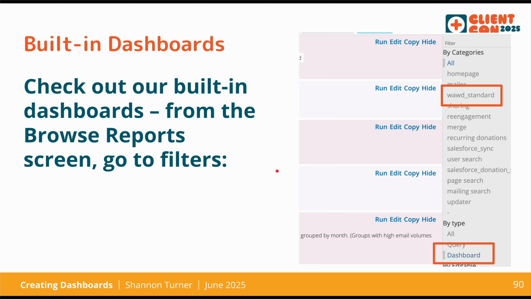All of these built-in dashboards and more you can find by going to the Reports tab, go to Browse Reports, and on the right-hand side, go to the filters for dashboard, and you can also do WAWD standard in order to see the ones that are built in to ActionKit.